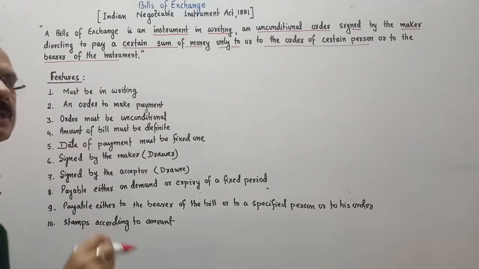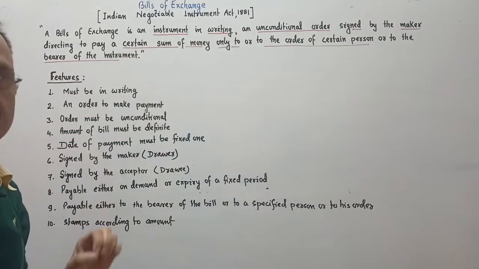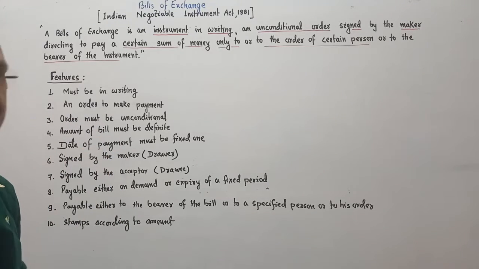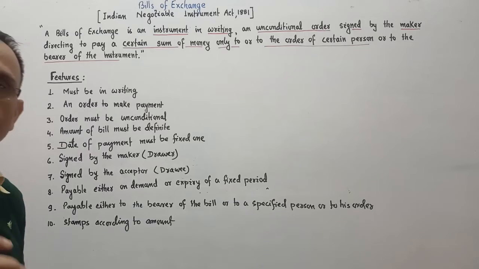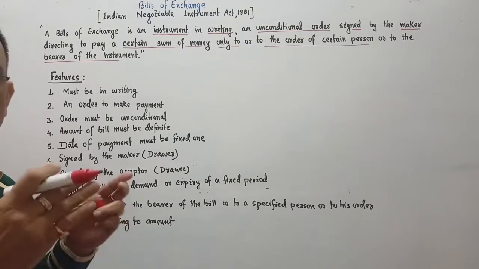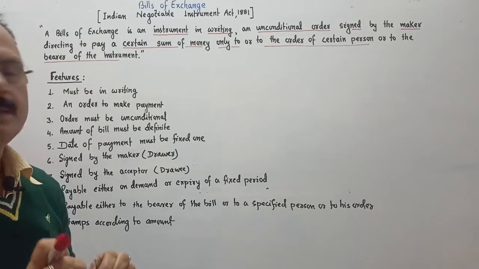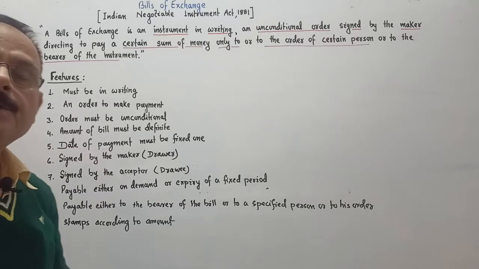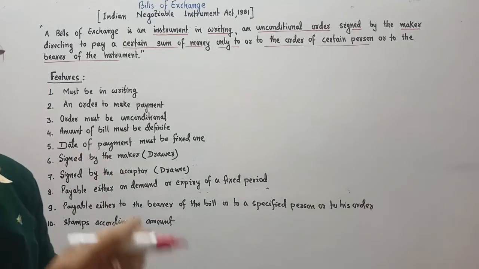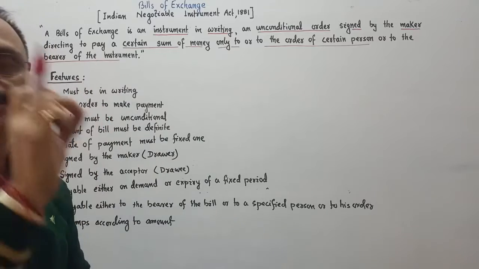Next is the order must be unconditional. We have written over here unconditional. Next is the amount of the bill must be definite, that it is 4,000, 5,000, 6,000, whatever the amount, that amount must be clearly mentioned in the bill. Next is date of payment must be fixed, that after 10 days, after 15 days, after 1 month, after 3 months. So date of payment must be fixed.